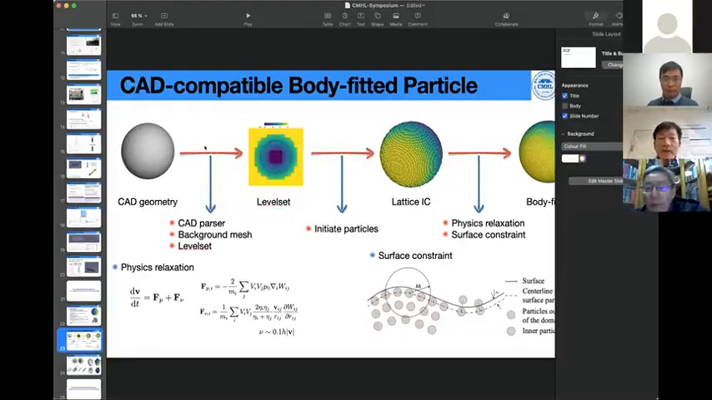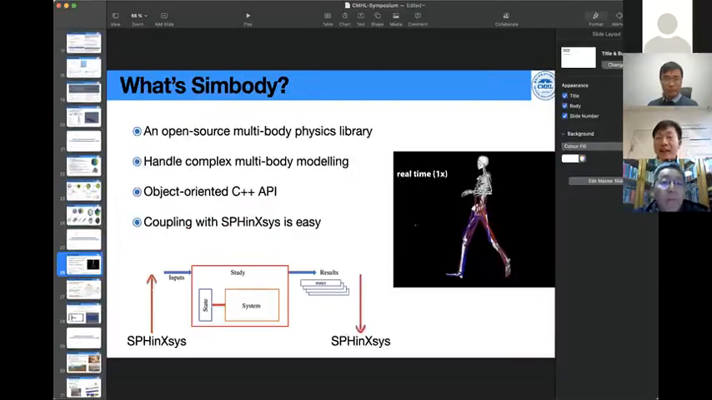Okay. SimBody actually is a multi-body dynamics library. It deals with multi-body physics problems.